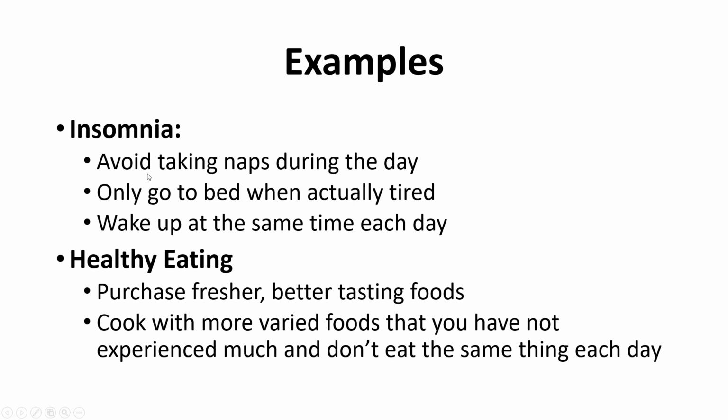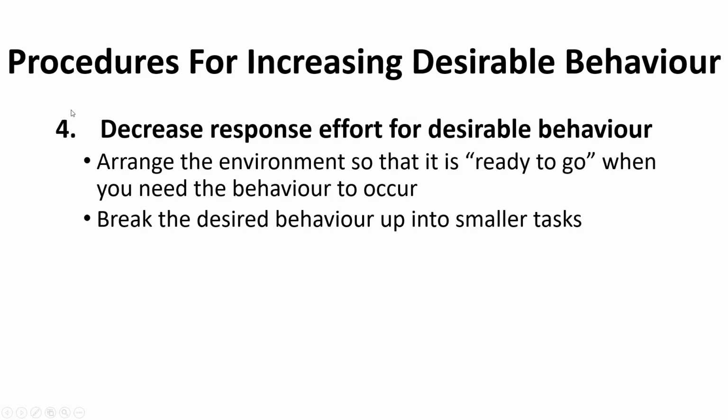Then the last of our procedures for increasing a desirable behavior is to decrease the response effort for that desirable behavior. Basically, you want to make it easier to do the desirable behavior. You want that to be the easiest course of action. So arrange your environment so that it's ready to go when you need that behavior to occur. Exclude any extra steps that you don't need. Or maybe you can break the desired behavior up into smaller, more manageable tasks.